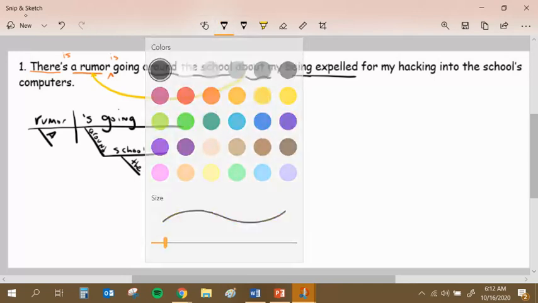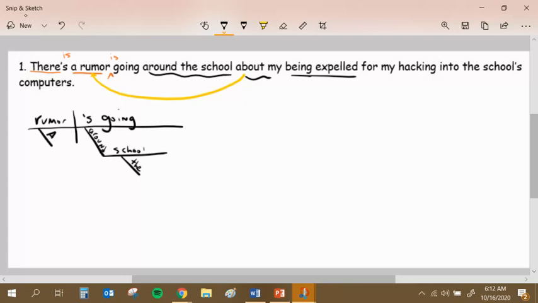So I'm going to go back to my main color, black. I'm going to come down with my prep. I might extend this. Maybe that'll work out better for me. All right, let's do that. Let's come down with the word about. Right here. It's a rumor. What kind of rumor? It's a rumor about. And now I'm looking for my noun, but I don't have a regular noun. I have a gerund. So I'm going to make a step here.